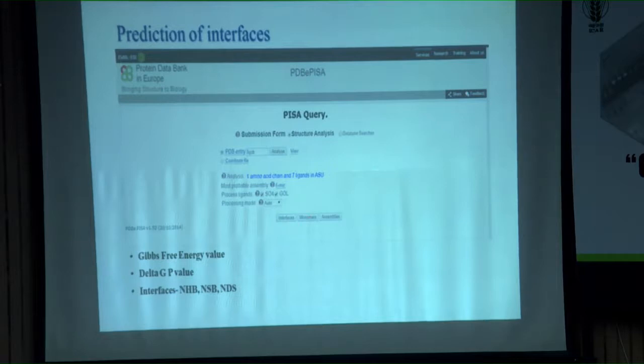You have to click on the interfaces, that will give you the free energy value, delta G, P value, delta G probability, and interfaces like NHB means hydrogen bond, SB means sulfide bond, and DS means salt bridges. Okay. So 3 types of interfaces you will get from PDB ePISA.